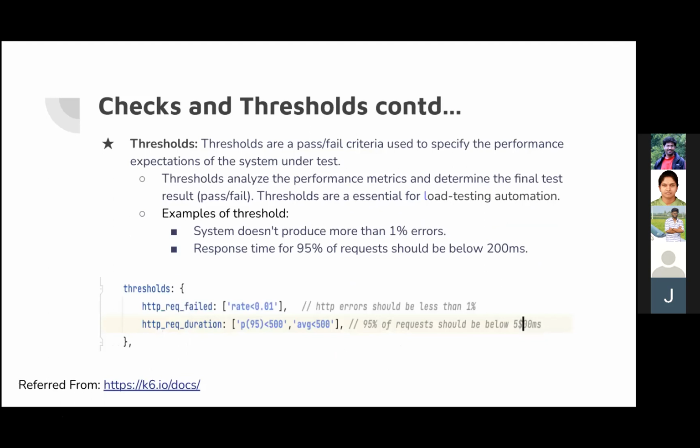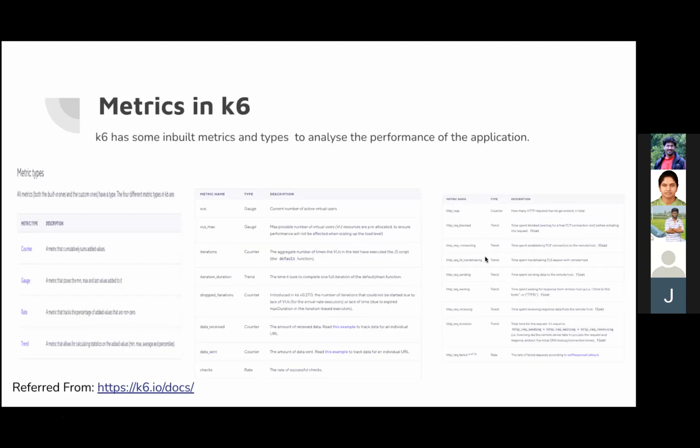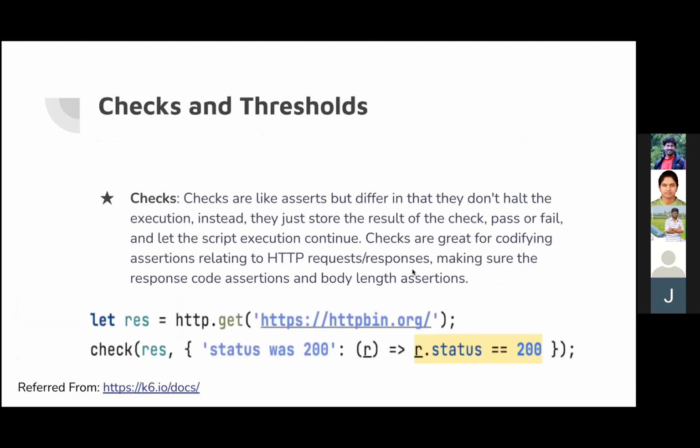Thresholds are like how to measure the pass or fail criteria. So you can use thresholds. There are inbuilt thresholds in K6. What are the metrics we use? I have told you here, right? What are the metrics they have defined? With some of the metrics, like HTTP, mostly with all the metrics, you can use the thresholds.